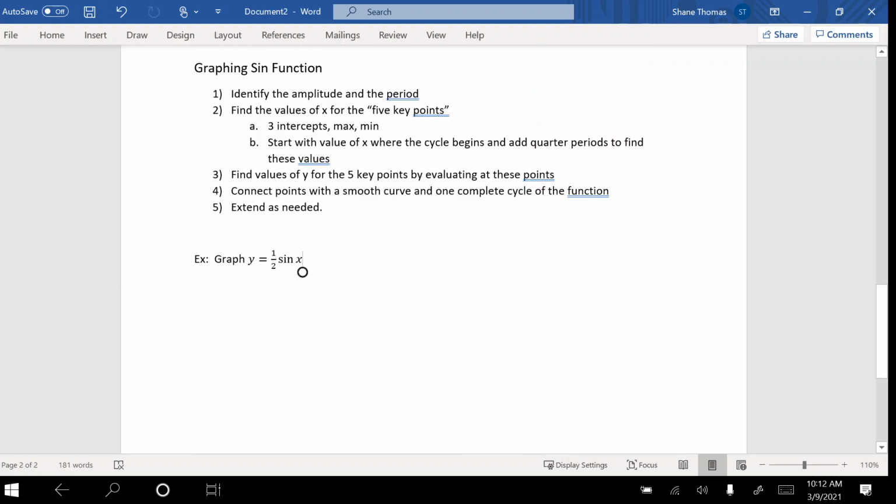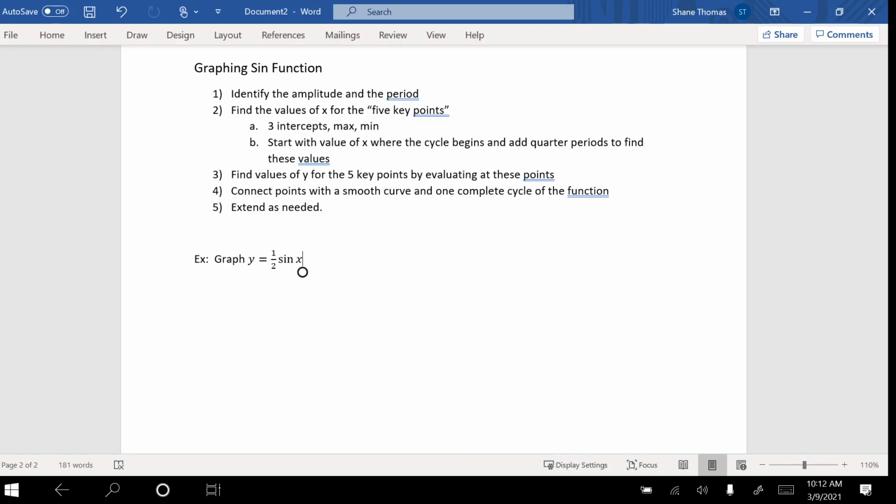So here's the 5-step process for this. 1, you want to identify the amplitude and the period for the function. And most times they're going to say in the directions or in the problem, graph this function for 0 to 2 pi or something like that. They're going to tell you how far to graph it out. If they don't tell you how far to graph it out, you want to do 1 cycle. Okay? 1 full revolution of it. All right, so you want to identify the amplitude and the period.